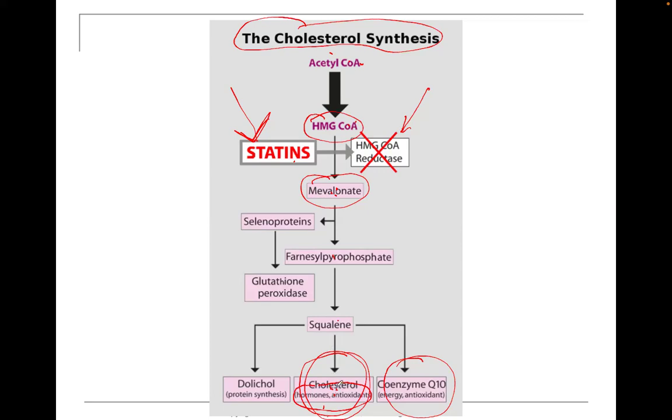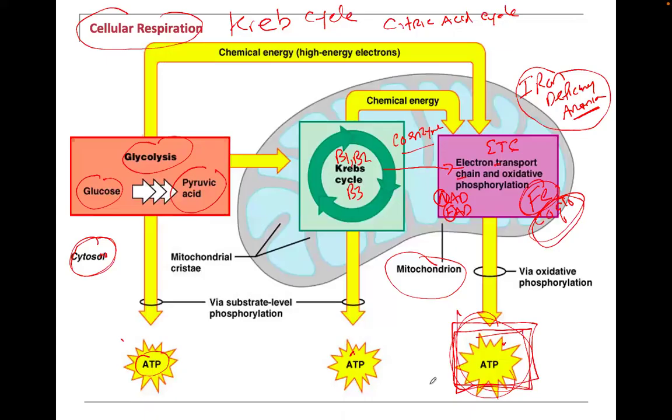But if you can't produce cholesterol, what else can't you produce? You can't make coenzyme Q10. And if you don't have CoQ10, what can't your body do efficiently? If you don't have CoQ10, then the electron transport chain doesn't work and you can't make lots of ATP.